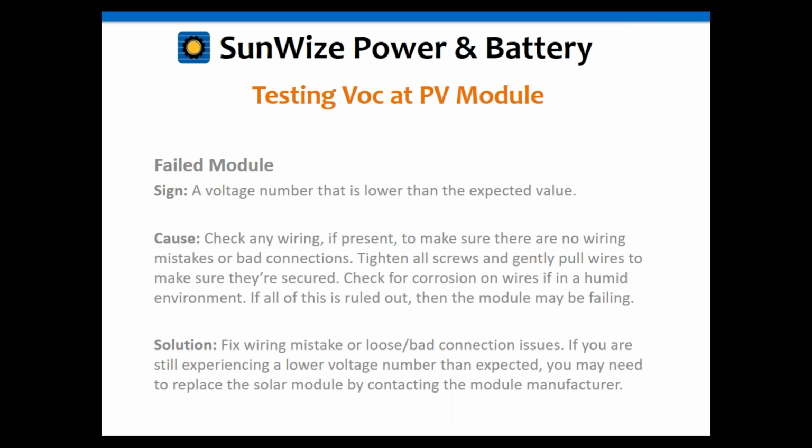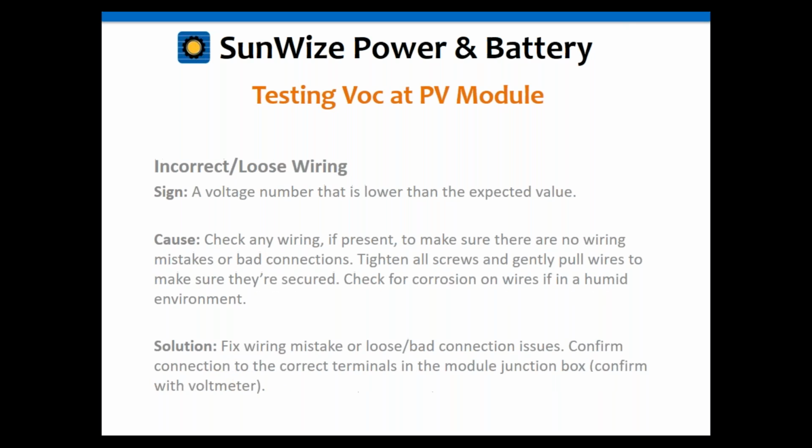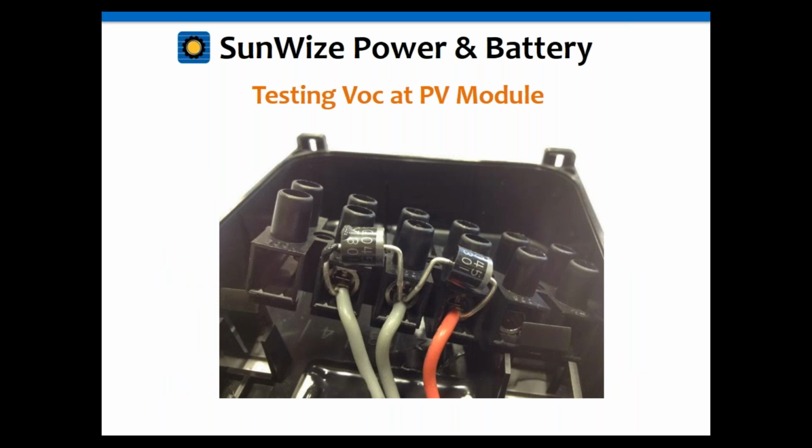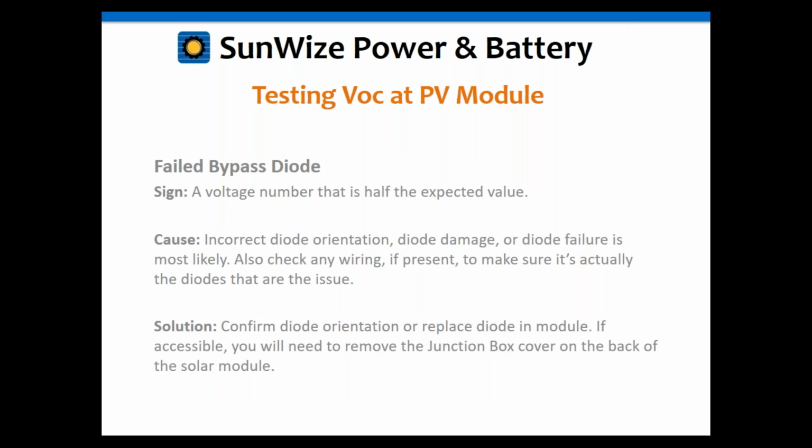Failed module. Also, getting back to this little diagram here, if you check your plus and minus at these terminals and you've eliminated everything else as the problem, and you're still getting 0 volts out, there's a very good chance the module's probably failed. You could do a short circuit current test as well to confirm that. We'll talk about that again in our next webinar. But if you're getting a 0 VOC at the output terminals of the solar module, there's a very good chance that you have a bad module.